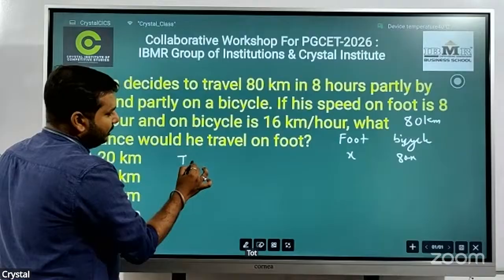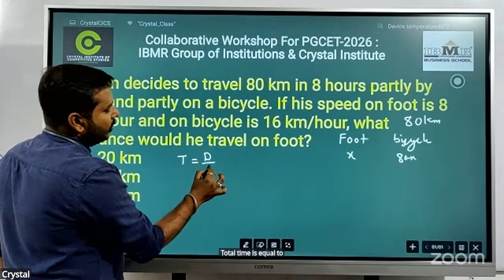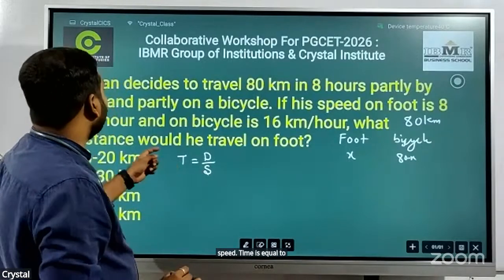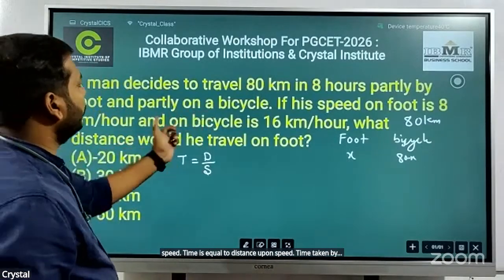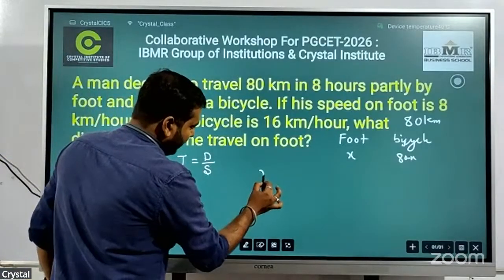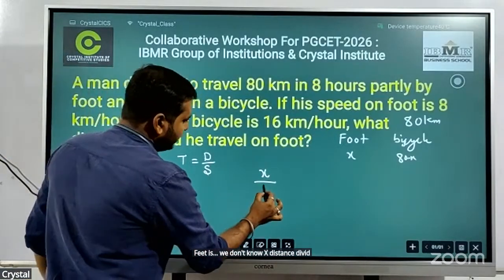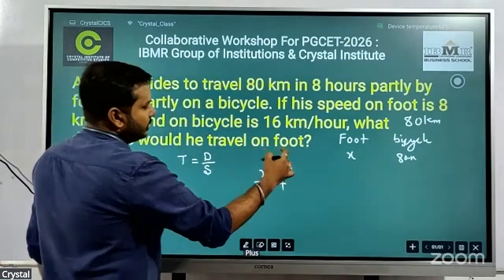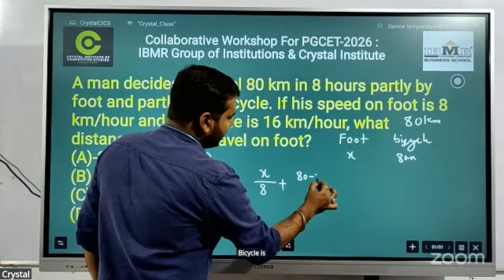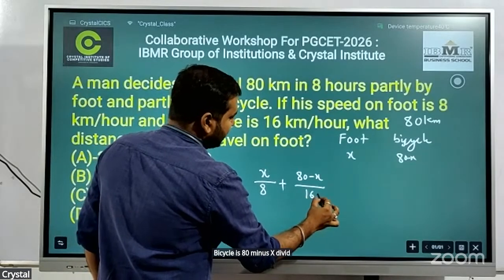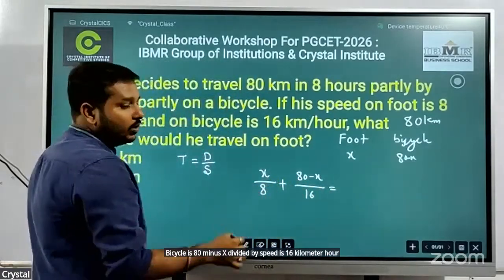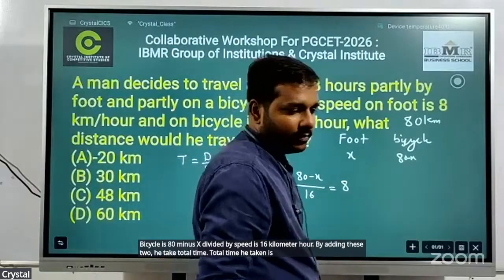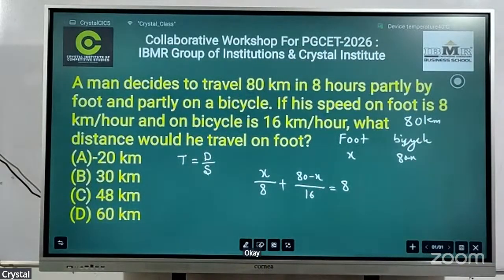Total time is equal to distance upon speed. Time taken on foot is x distance divided by the speed of 8 km per hour, plus the bicycle, which is 80 minus x divided by the speed of 16 km per hour. By adding these two, we get the total time. The total time taken is 8 hours. Okay, till now do you understand?